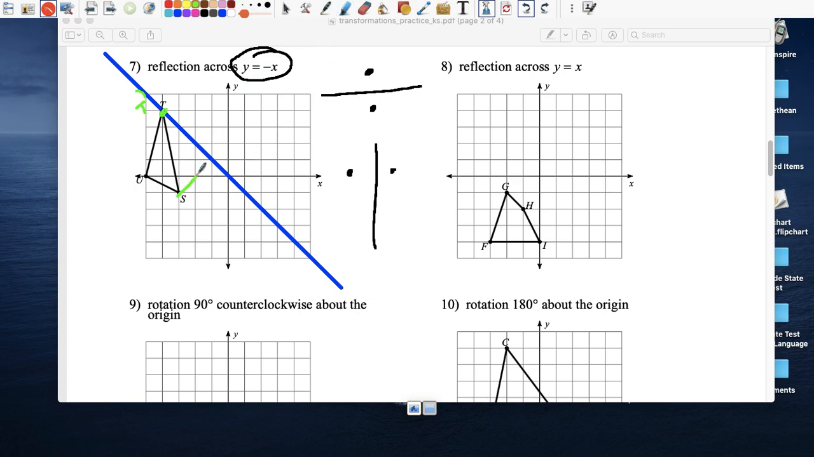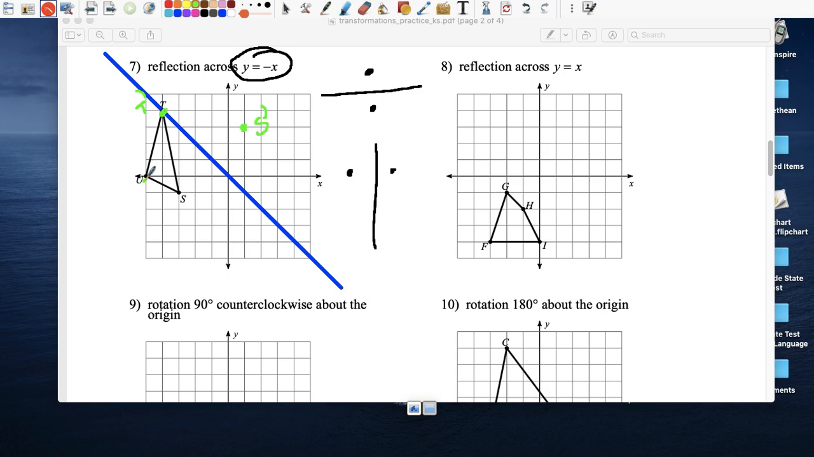Watch, 1, 2. That's the distance that we have to measure. And notice that it's diagonal. So on the other side, we're going to go through the diagonals. So the diagonal of each box. So diagonal of one box, diagonal of another box. So that would be S prime.